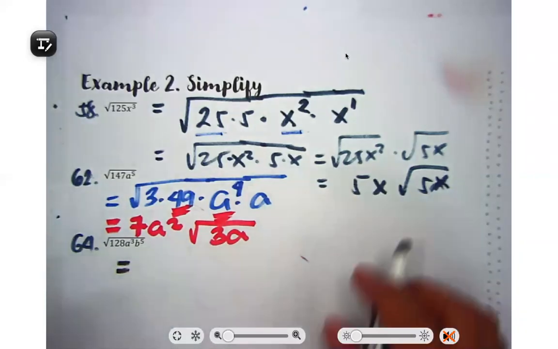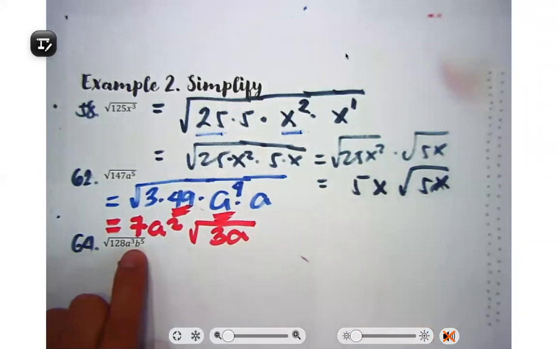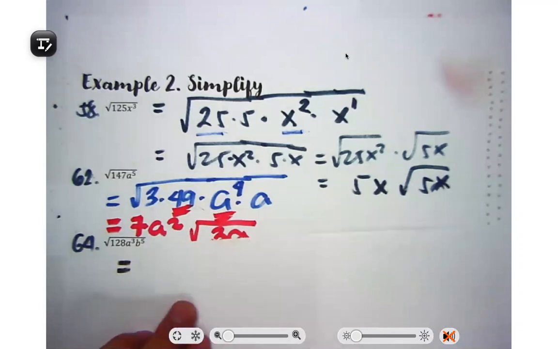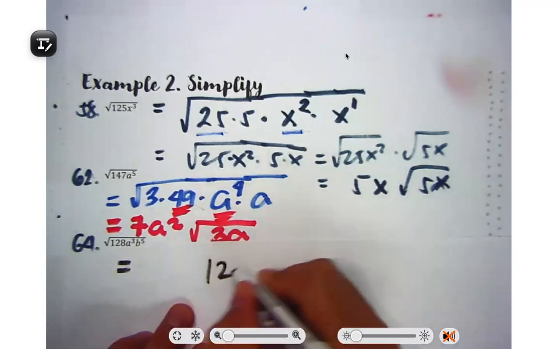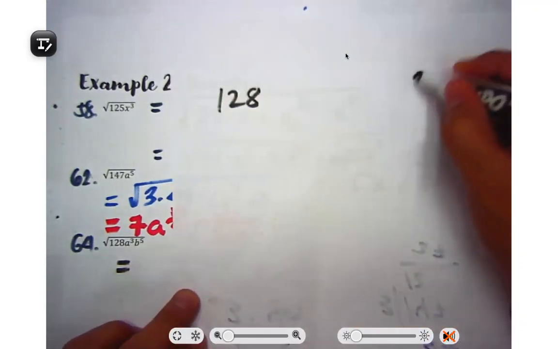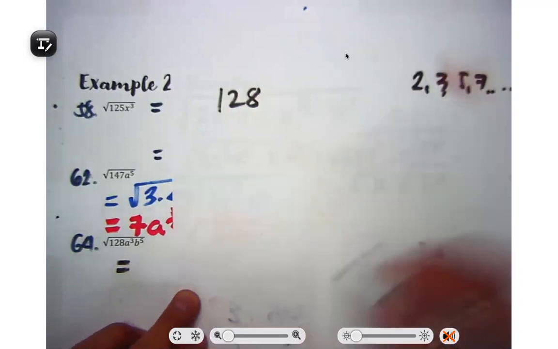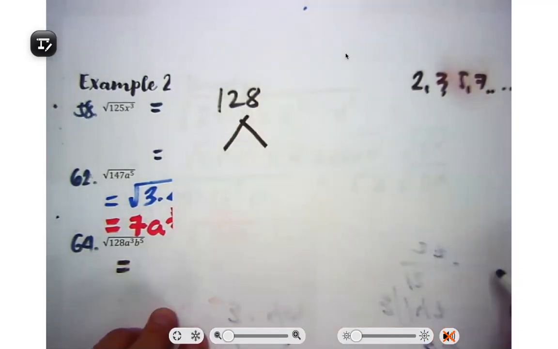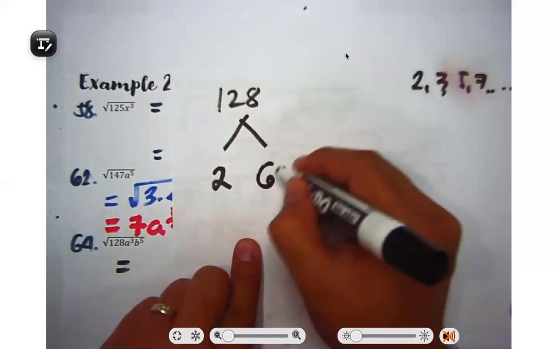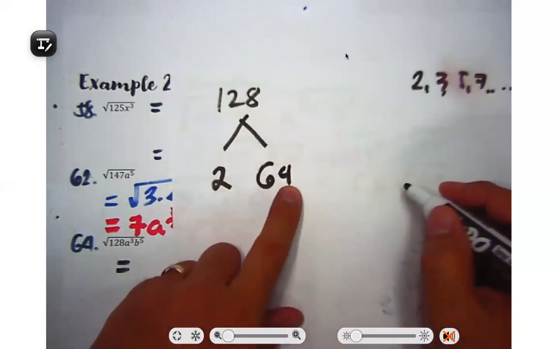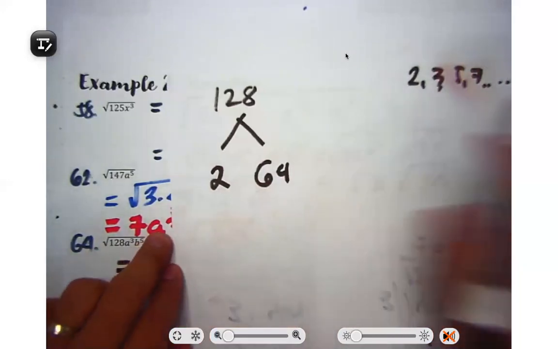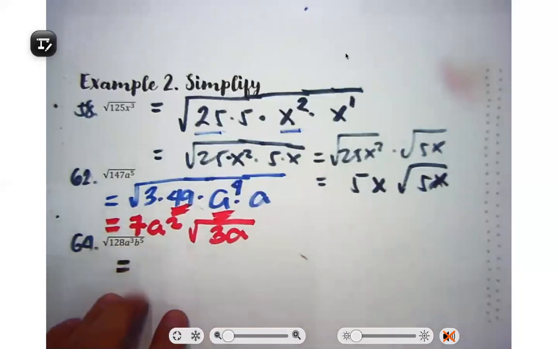We have the square root of 128, a cubed, b raised to 5. 128 is not a perfect square, so we can factor it. So I'll start by thinking of our factors. For 128, let's use the divisors 2, 3, 5, 7, and so on. Let's see if we can divide it by 2. What's 128 divided by 2? 64. Now my question is, is 64 a perfect square? Yes. If not a perfect square, then you use another divisor. So I have 2 and 64.